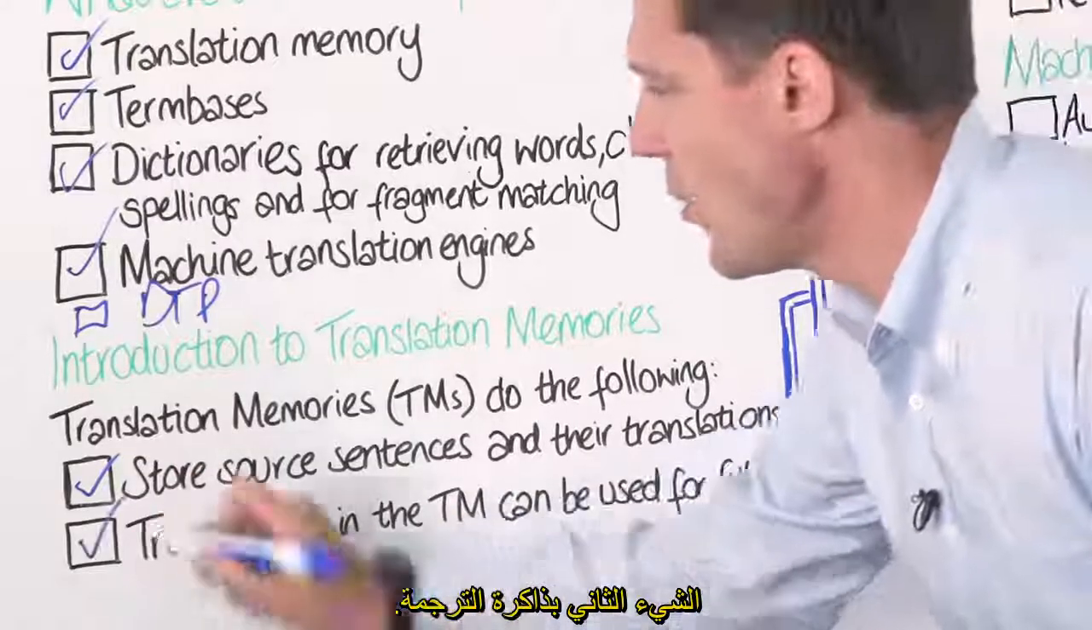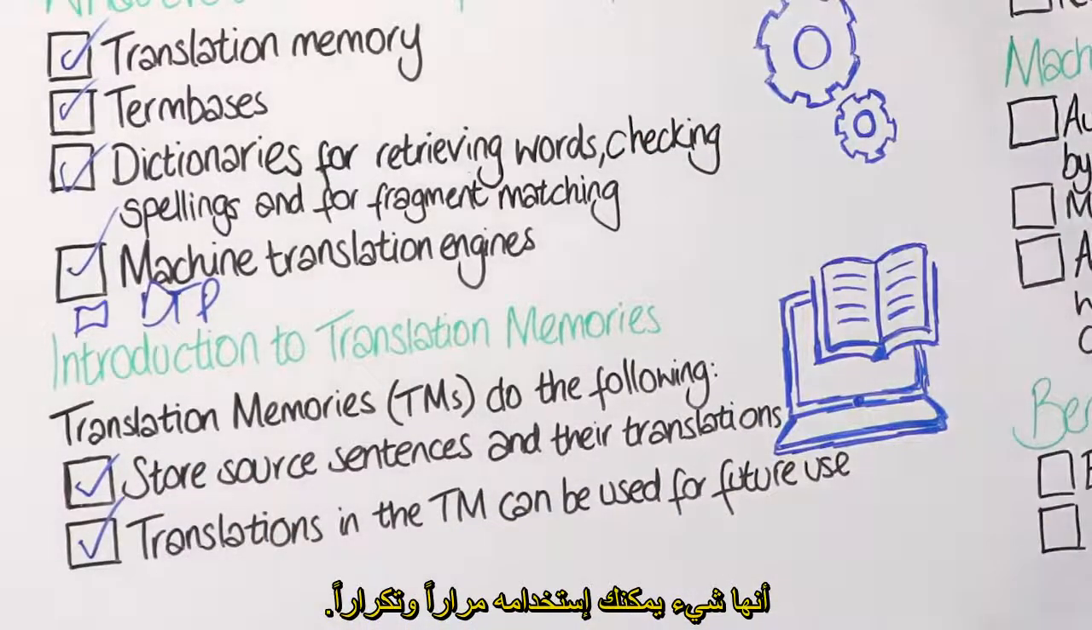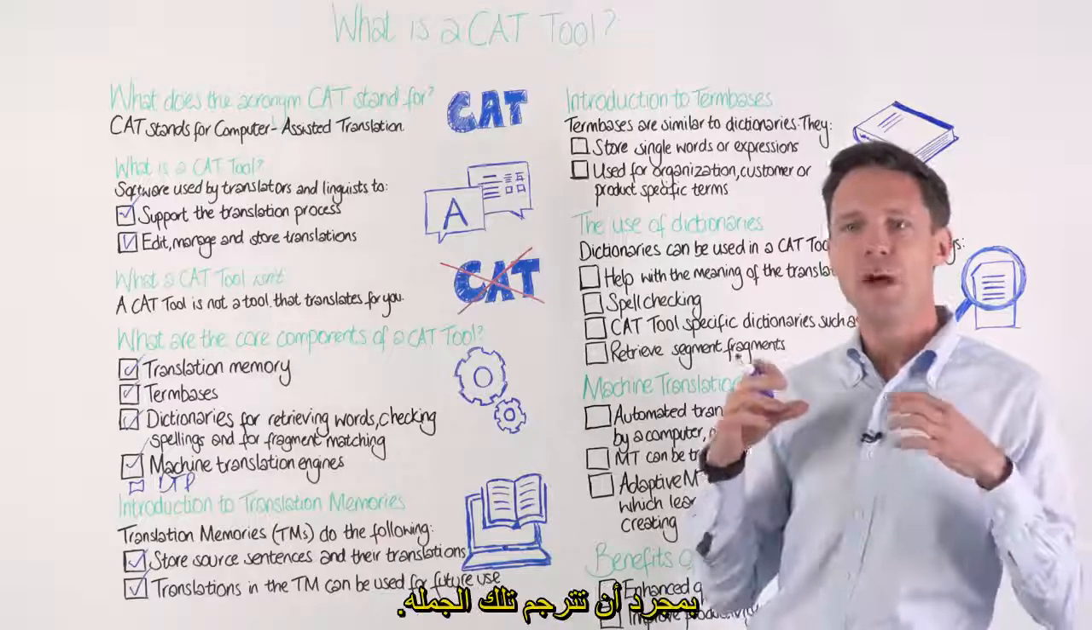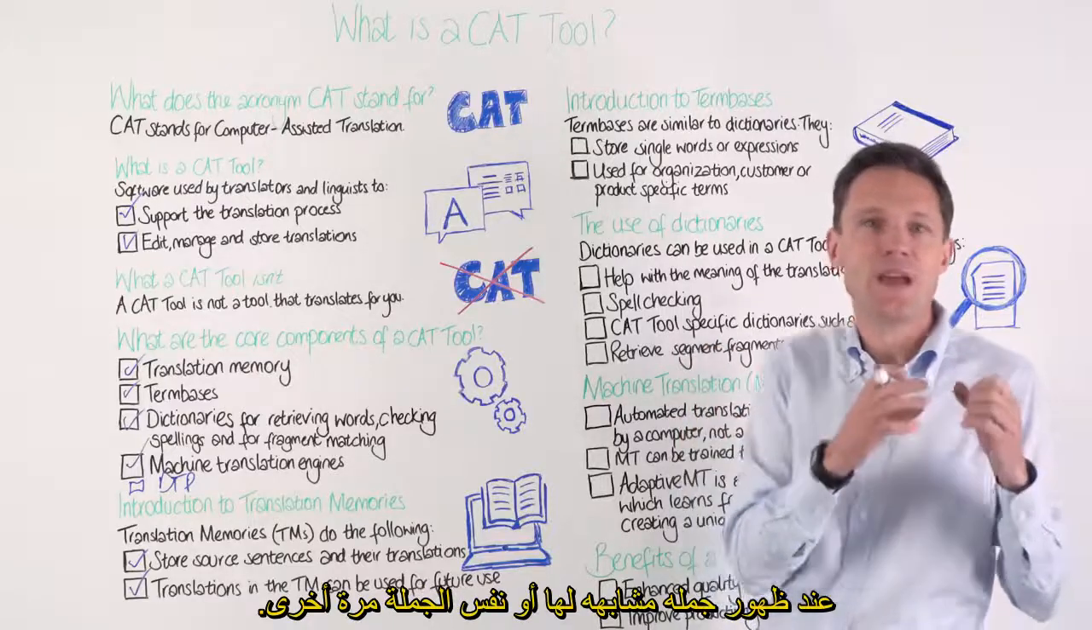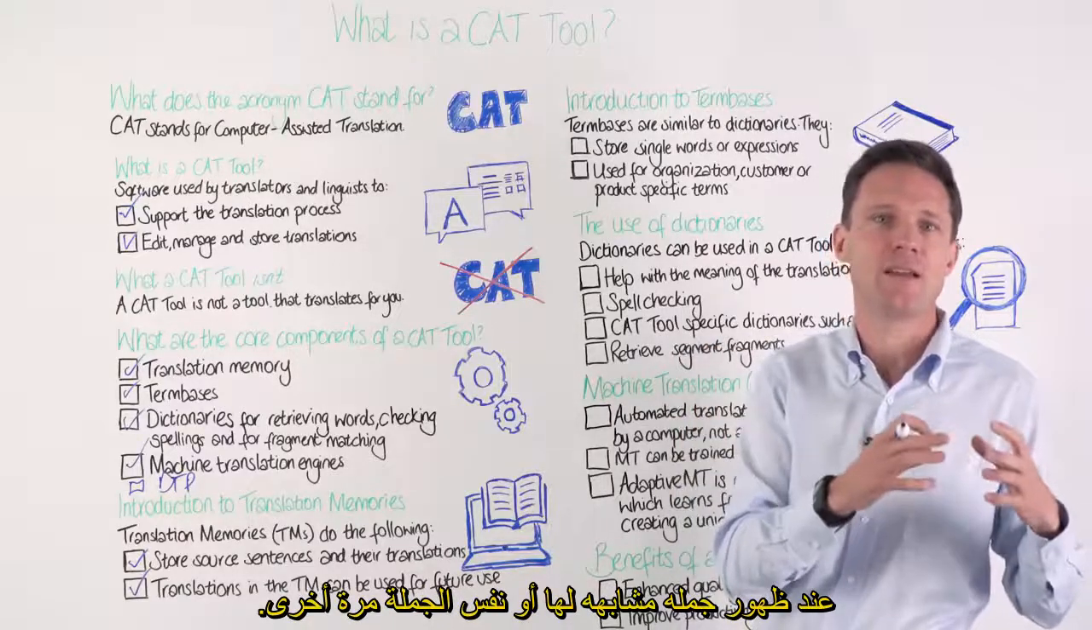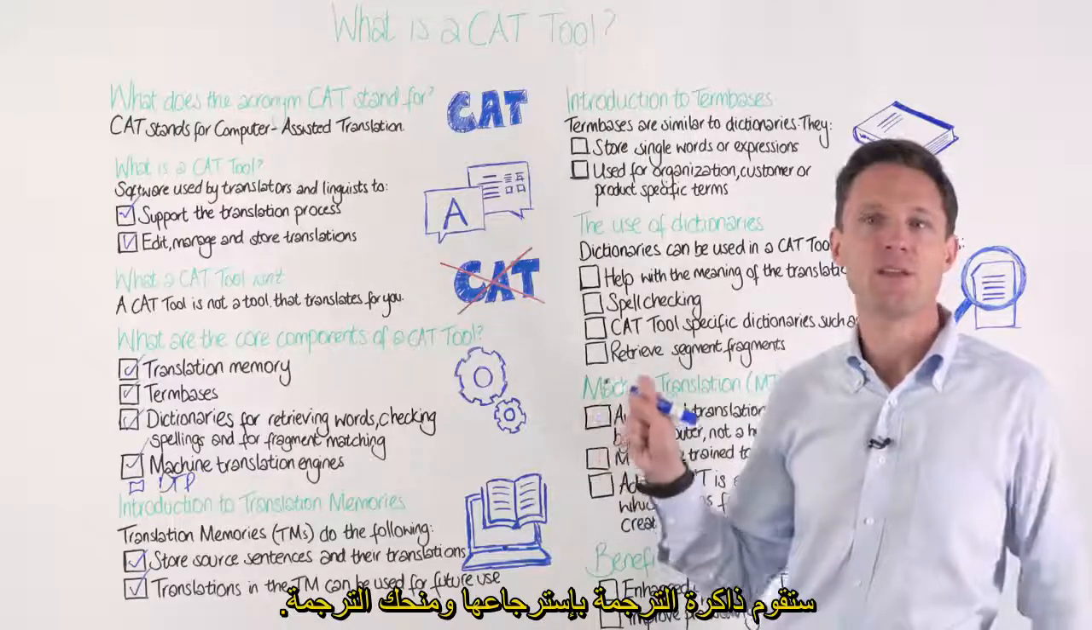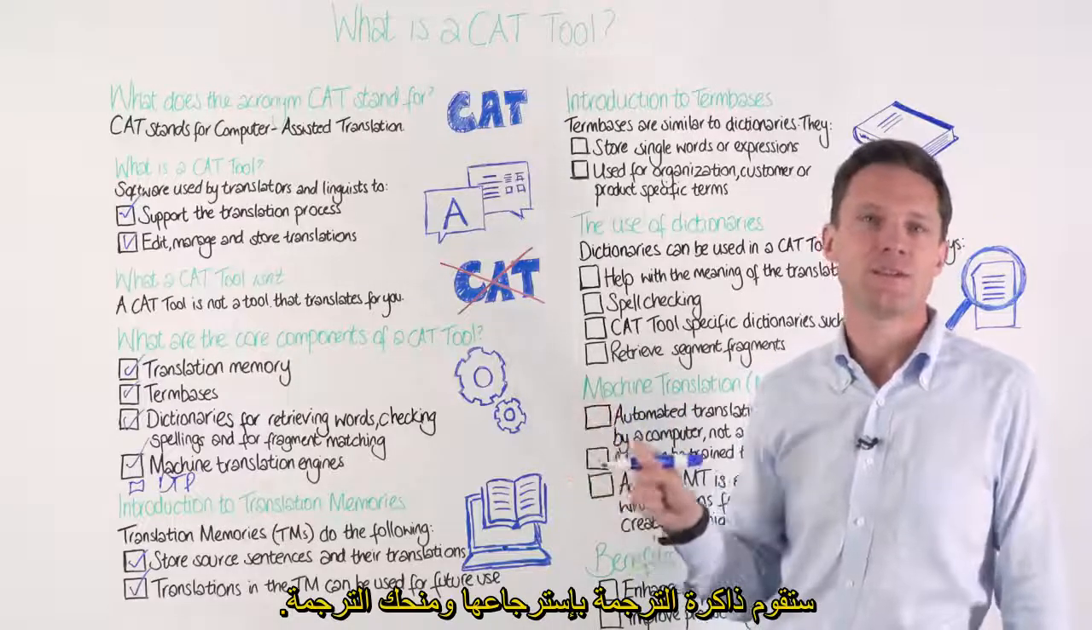The second thing about a translation memory is that you can use it again and again. What does that mean? Once you have translated a sentence, when a similar sentence or that exact sentence appears again, the translation memory will retrieve it and give you the translation.